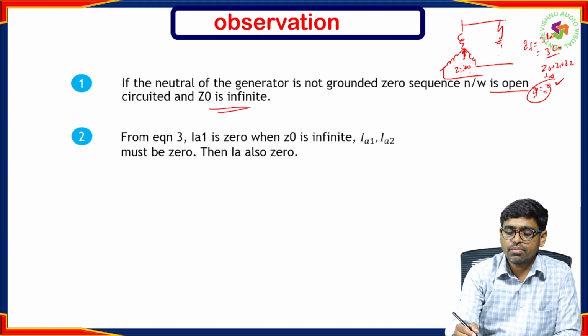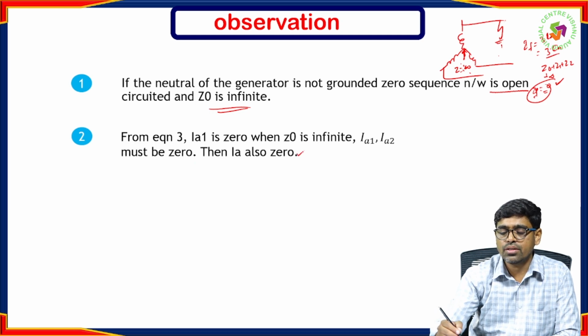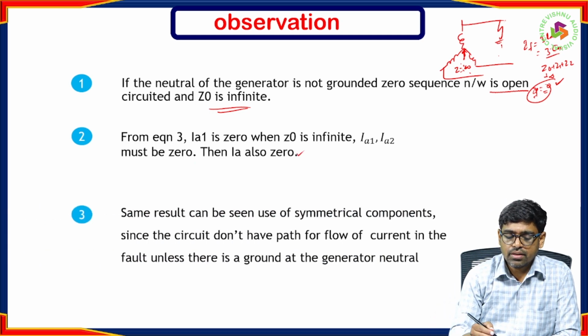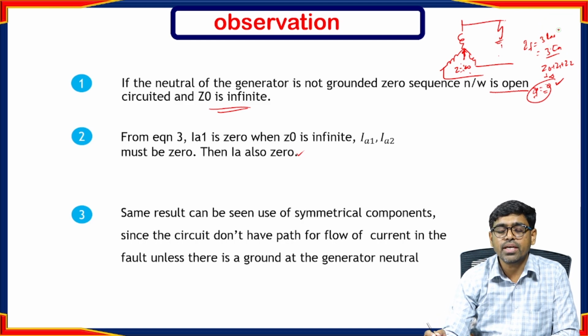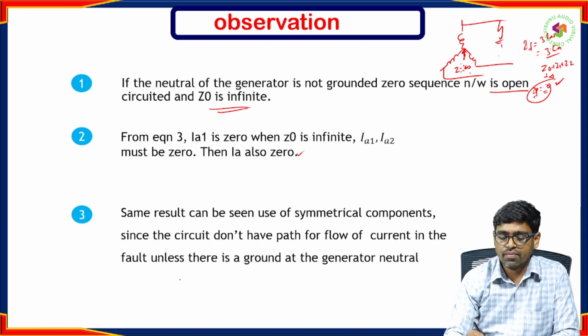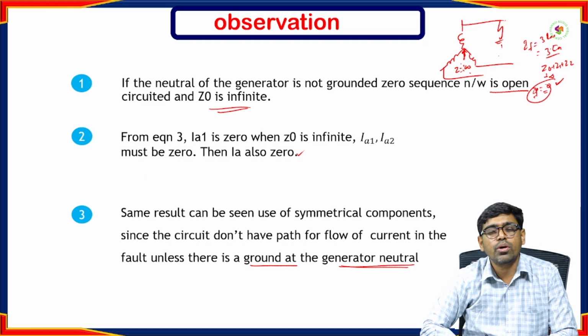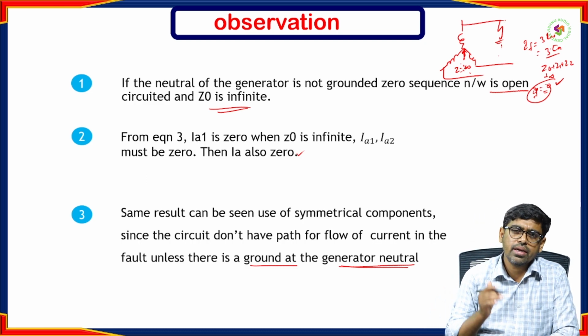Second point, you can observe that from this equation, IA1 is 0 when Z0 is infinity, and IA1, IA2 must be 0. Then IA also gets 0. And second, the same result can be seen using symmetrical components, since the circuit does not have any path of flow of current in the fault unless there is a ground at the generator neutral. If you are not connecting any ground at this point, we can't get the LG fault current. So in order to get LG fault, the alternator should be connected to the ground.